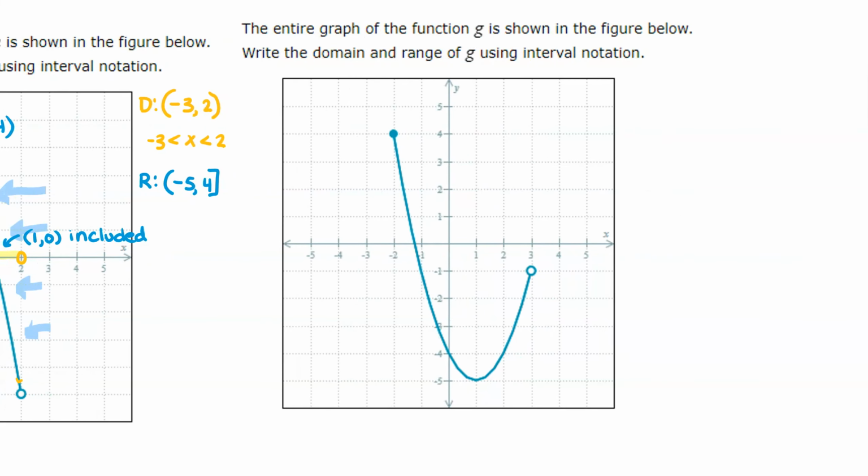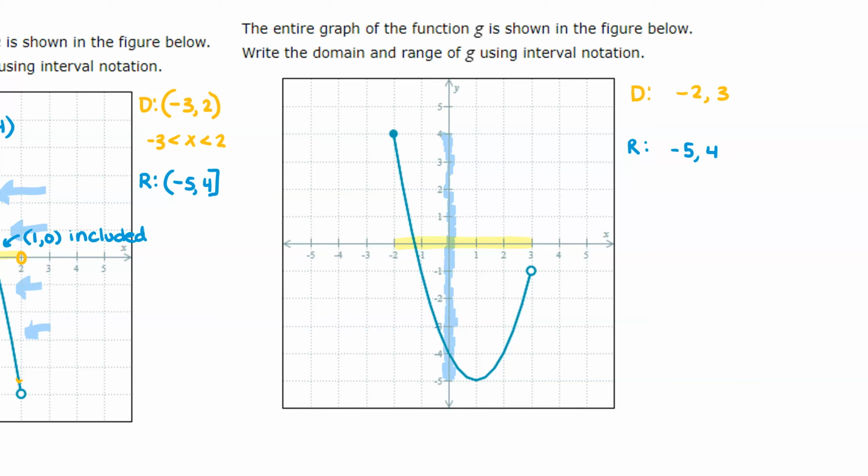Now, in this last example, you should try to pause the video and see if you get the same thing as I get. So our domain is going to start at -2 and go up to 3. And the range is going to be as low as -5, and it's going to go all the way up to 4. So let's write that down. The domain starts at -2 and goes to 3. And the range, lowest is -5 and highest is 4.